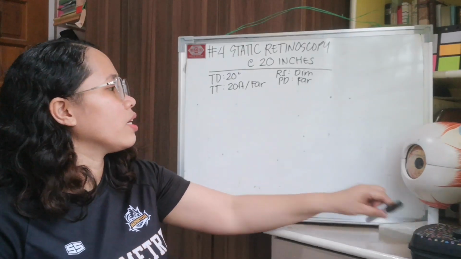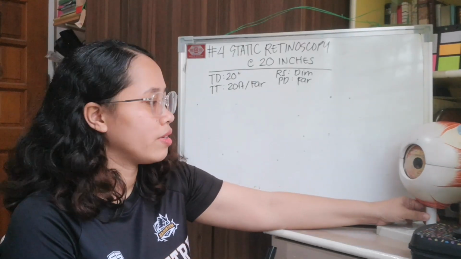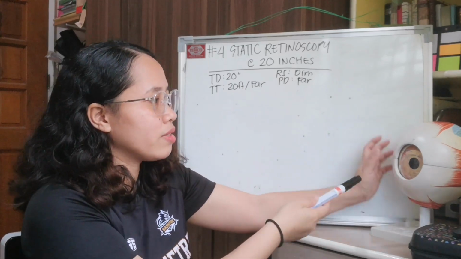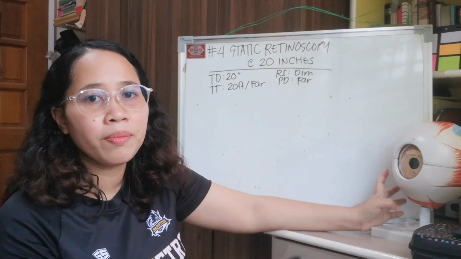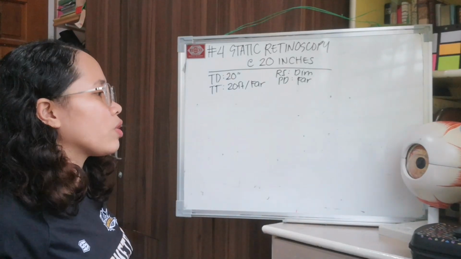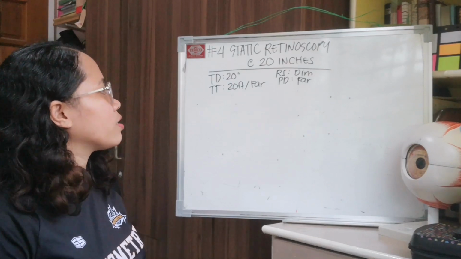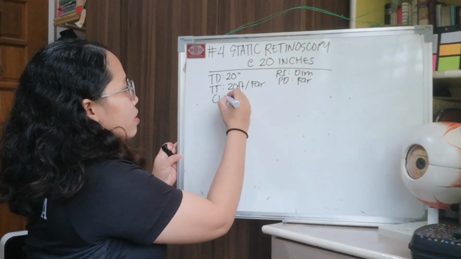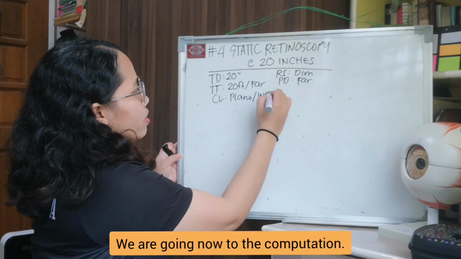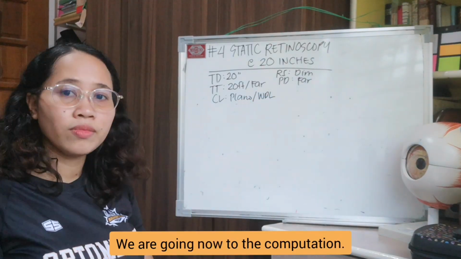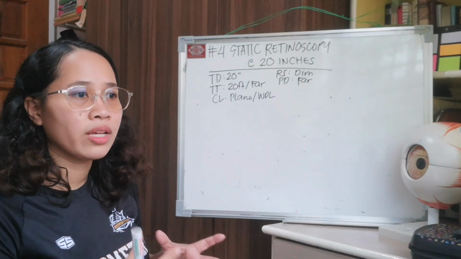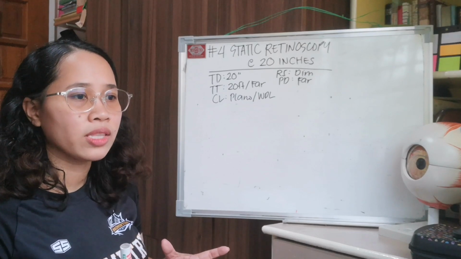So for the spherical, in all meridians of the patient's eye, it has the same power, that is spherical. Okay, so in doing retinoscopy, you will start, the control lens is Plano or WDL. But for now, we will start at Plano. We will not make this very complicated.